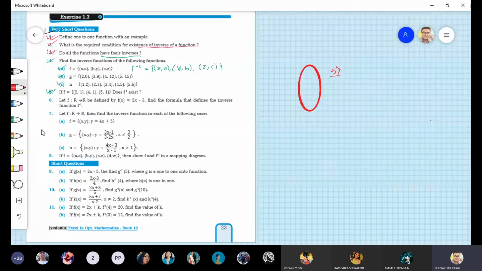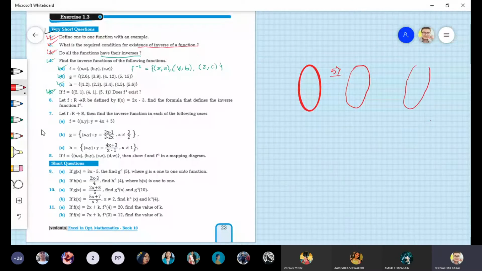Okay, question number 5. F is equal to {(2, 1), (4, 1), (5, 1)}. If the function is given in terms of ordered pairs, then it is very easy to check whether the inverse exists or not. To check, simply draw the arrow diagram and first of all make sense whether it is one-to-one and onto or not. Let me draw the arrow diagram of this function. Let me insert the first components in the first set. So the components are 2, 4, and 5. You just write the solution after writing the given things here.